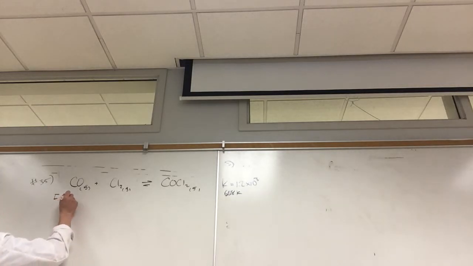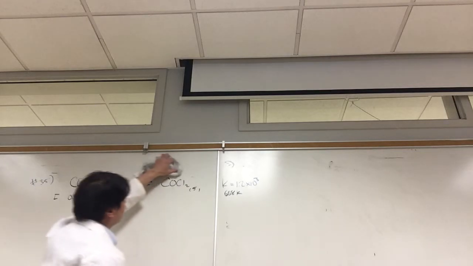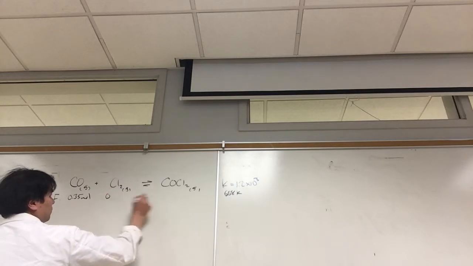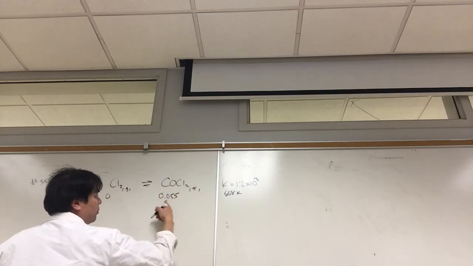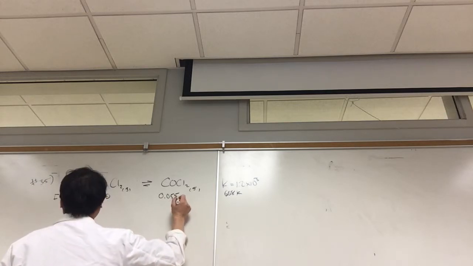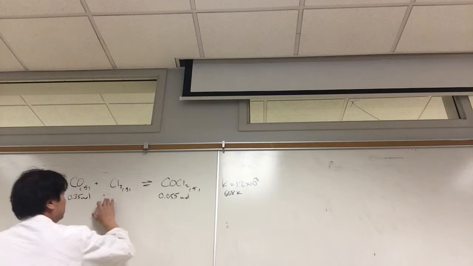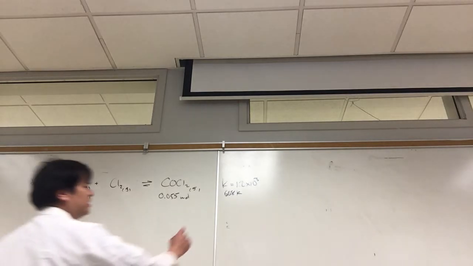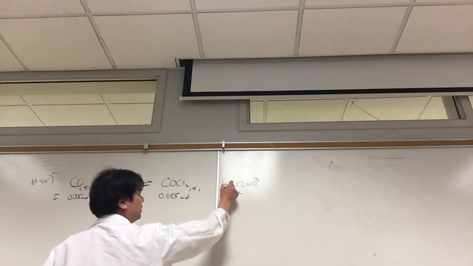moles of carbon monoxide, and 0.055 moles of COCl2. And that's it? And you find how many moles of chlorine gas is present at equilibrium. Is this a Kc here or Kp? That's Kc.